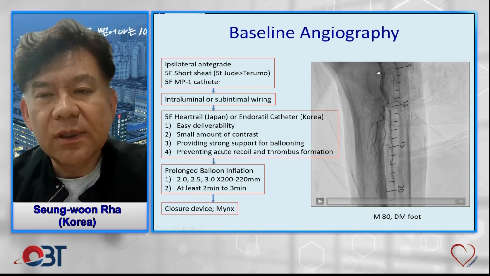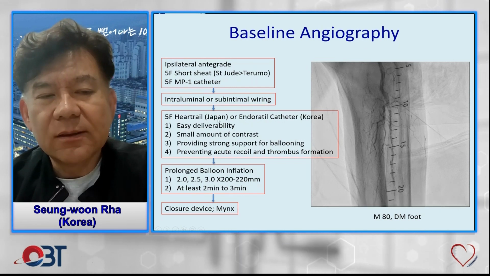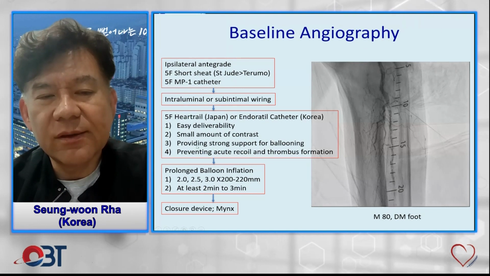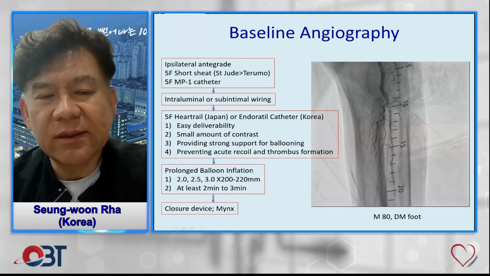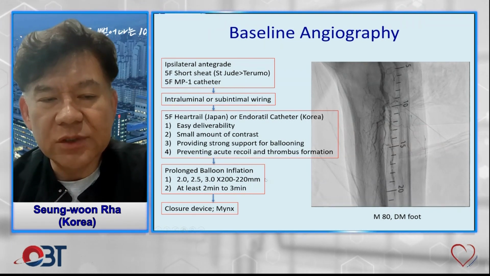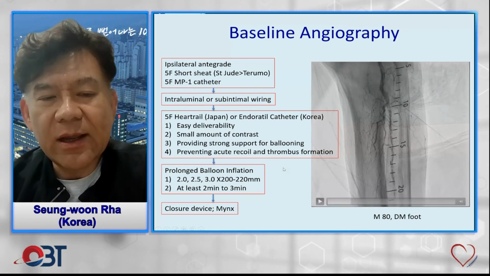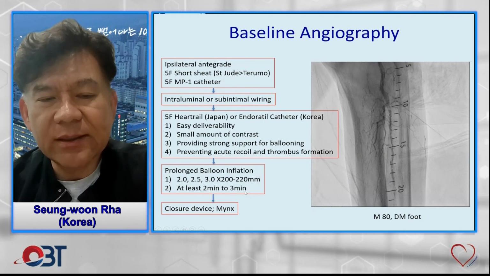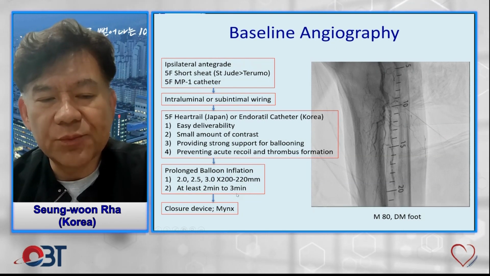You can use it for the short segment, with easy small-amount control, because many are CLI patients. So strong support, preventing acute recoil once you do the balloon angioplasty. And once we canalize, we do the long balloon, especially the tapered balloon is effective. Only 2 or 3 times balloon angioplasty.